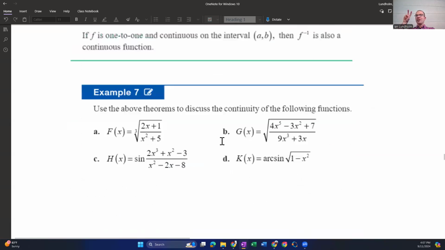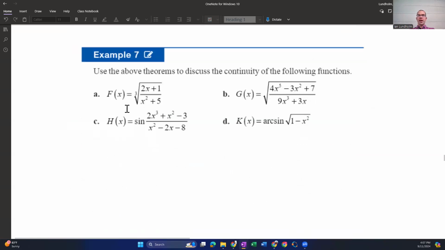All right, two more problems, and then we're done. Example 7 has a lot of things that we could look at. The main idea for this is that we're trying to examine these functions and convince ourselves that overall these are continuous or they're not continuous, or we're trying to identify where they're continuous really. So for instance, with part A there, we've got a cube root over a rational function.